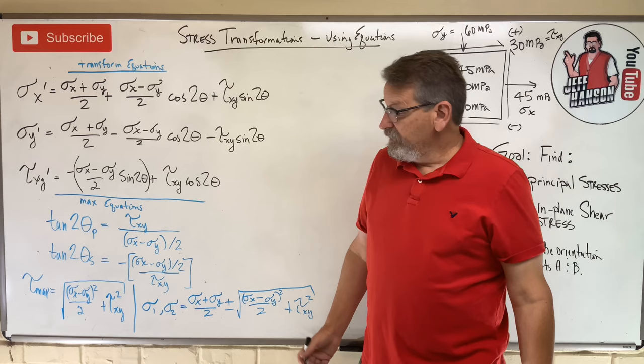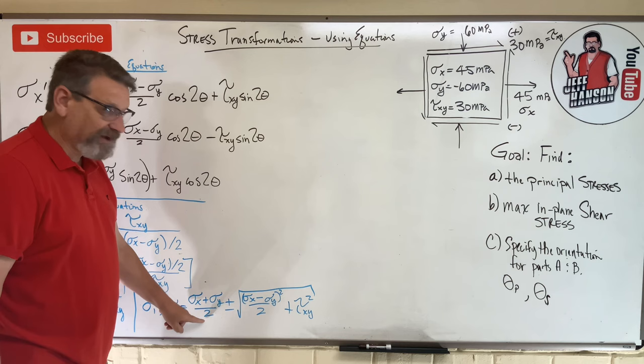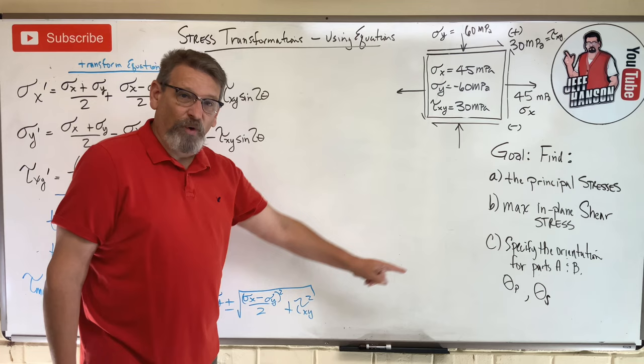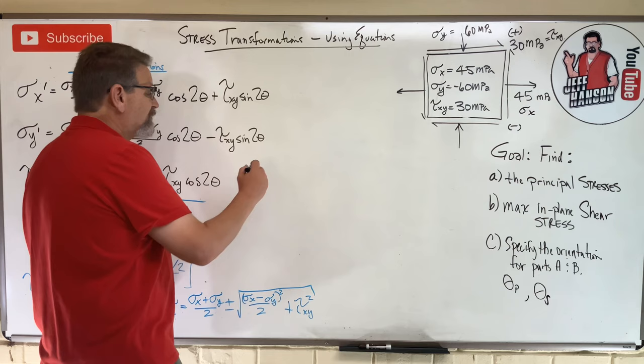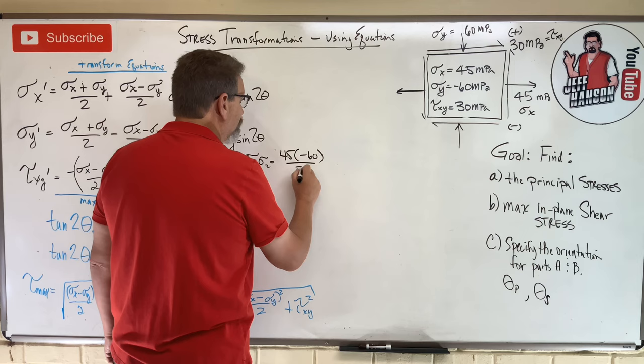Let's start off with part A. What are the principal stresses? We're going to use this jumbo equation down here, and notice what you've got: sigma X plus sigma Y divided by 2, and then plus or minus. The plus is going to be sigma 1, and the minus is going to be sigma 2. That's it. So let's do it right quick. Sigma 1, sigma 2 is equal to sigma X, 45, plus sigma Y, minus 60, divided by 2, plus or minus the square root of sigma X minus sigma Y, so 45 minus 60 divided by 2, quantity squared, plus tau XY squared.